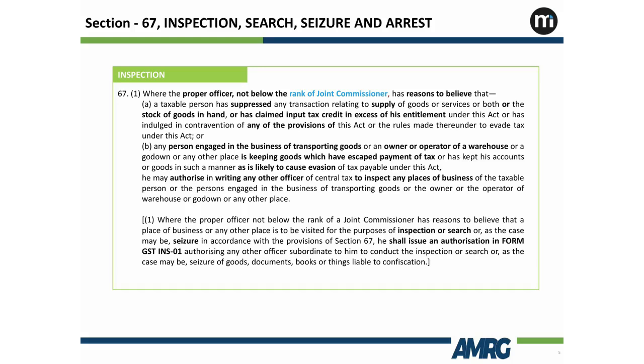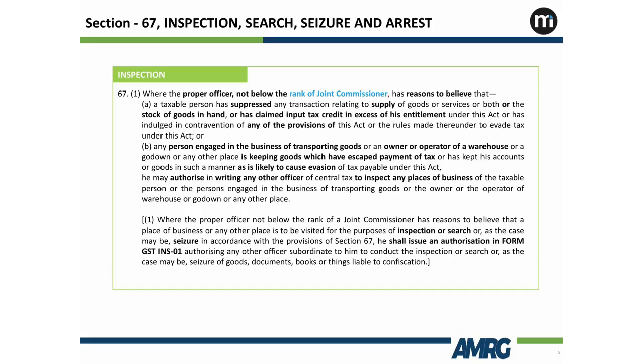I said there is only one provision for entire inspection, search and seizure. So this is the main provision that we are reading. A proper officer who is not below the rank of joint commissioner, meaning the inspection cannot be taken up by junior officers. It has to be taken up by a senior officer, whereby he has a reason to believe that you as a taxable person have suppressed any transaction for supply of goods or services, or you have suppressed your stock, or you have claimed excess input tax credit.